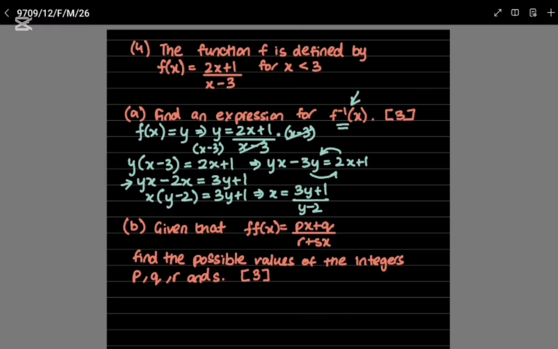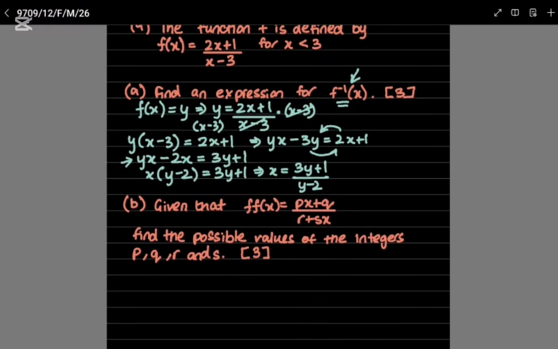Are we done? No. Now, they wanted an expression for f inverse of x. So your final answer should be something like this. F inverse of x is equal to, you have to change the y into x again. 3x plus 1 over x minus 2. Now this is your final answer.